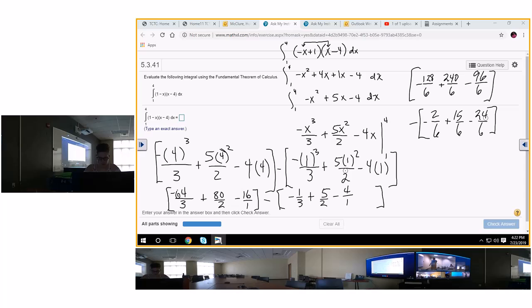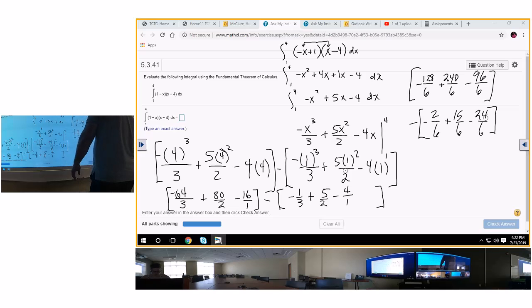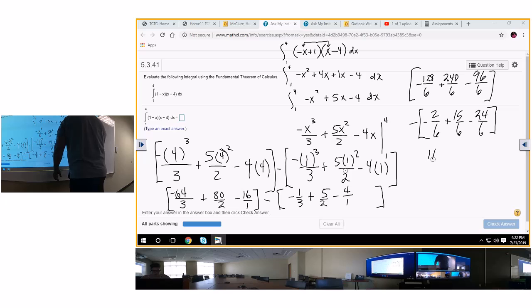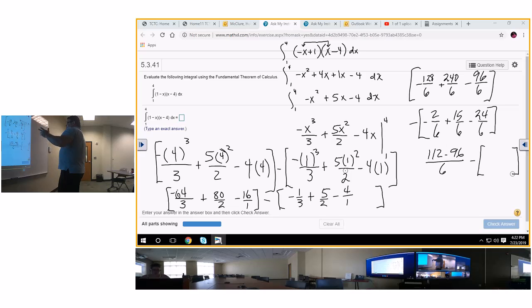Did I change all of them right? In other words, 3 times 64, check it, make sure it's 128. Or whatever, 2 times 64. Okay. Negative 128 plus 240. Somebody give me that. I have no idea what that is. I suck at subtraction. What is it? 112. So that would be 112 minus 96 over 6 minus, and I'm just doing step by step, negative 2 plus 15 is 13. 13 minus 24, negative 11.